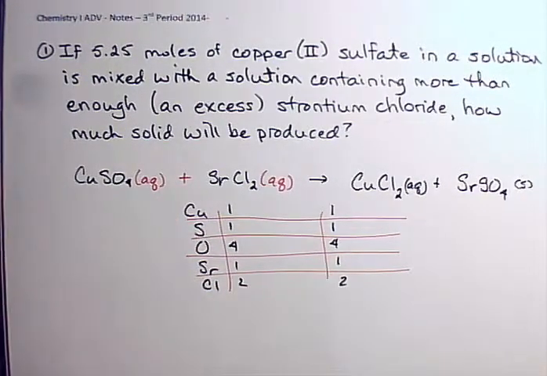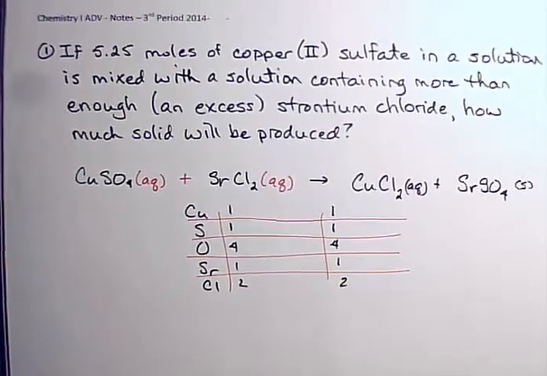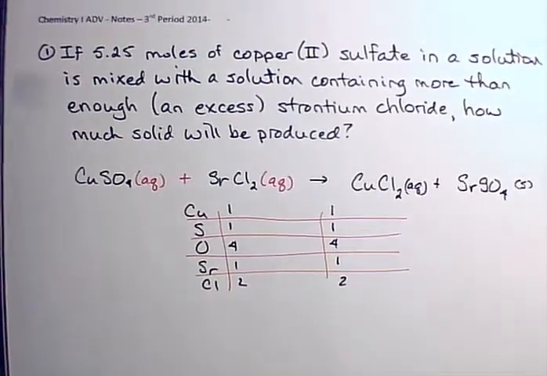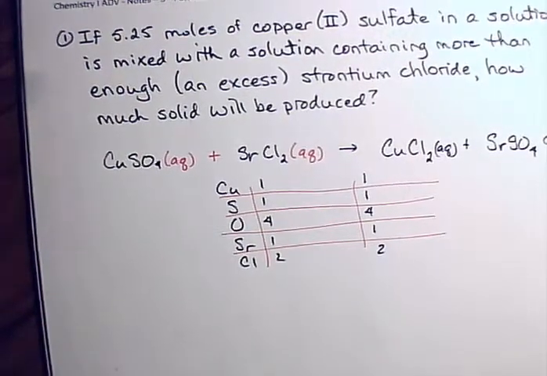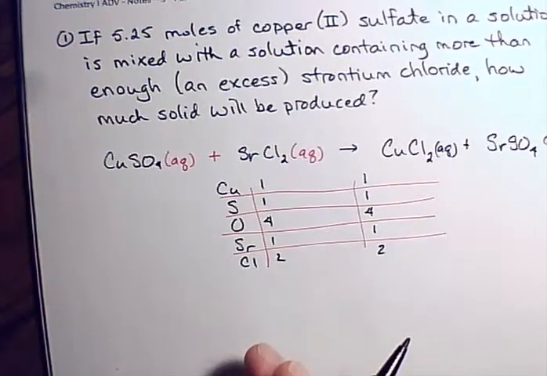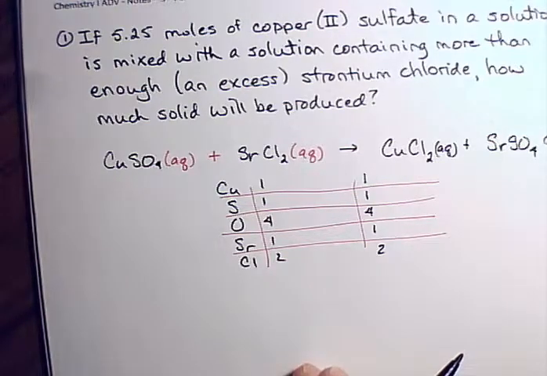Now you might be able to do this in your head, but I want you to put it down in an atom inventory, even if it is balanced, so that you can clearly see and I can clearly see that it is balanced or not. So now that we have it balanced, we're ready to solve the stoichiometry. Without a balanced equation, you cannot do stoichiometry.